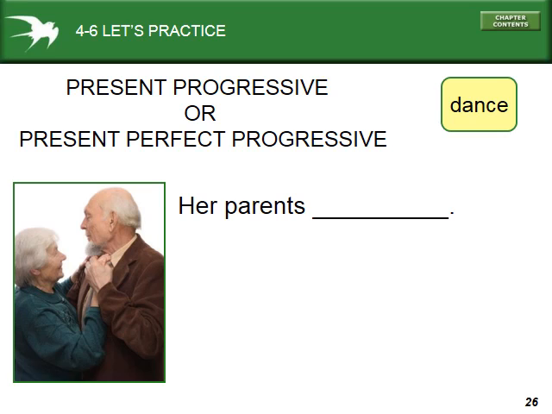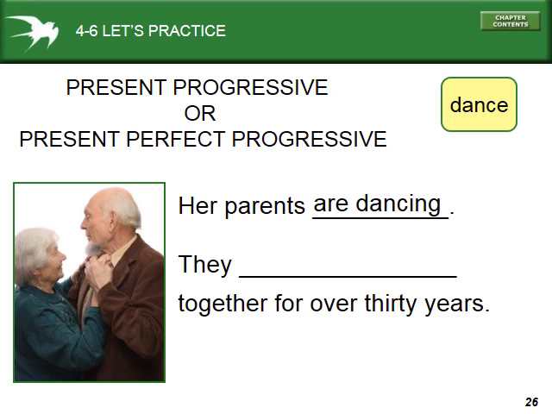What about this? If we look at this picture, are we talking about right now or the duration? We're talking about right now. Her parents are dancing. Okay, they blank together for over 30 years. We're talking about the duration. So it should be have been dancing for over 30 years.